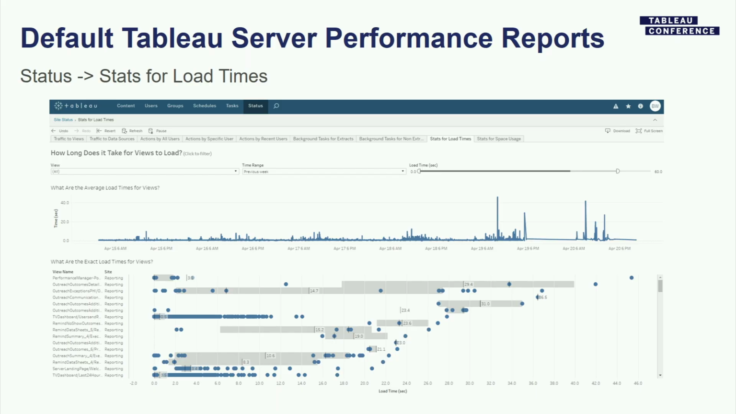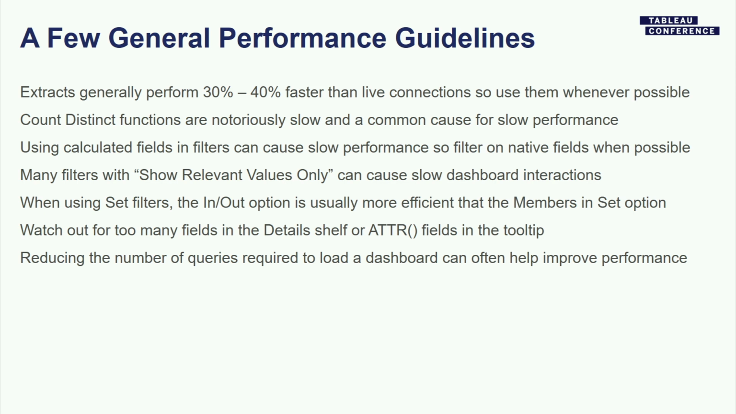So actually, I'm going to skip ahead just a bit. Just a few general performance guidelines. Extracts generally perform 30 to 40, sometimes 50 or 60% faster.